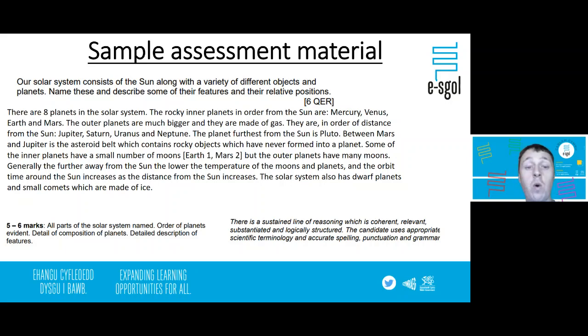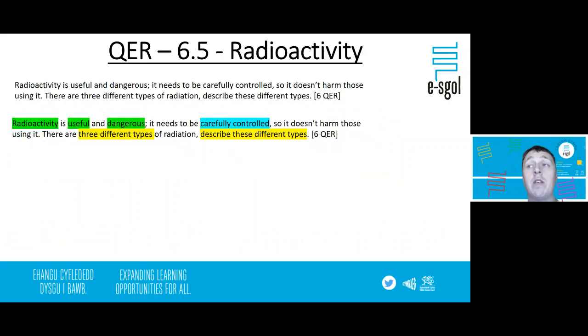The 6.4 question hopefully would be a nice one to come up because it enables you to fully demonstrate your understanding of the solar system, or it could even be about the life cycle of stars. After 6.4, we get 6.5, radioactivity. A question from radioactivity ideally would be of this type, which is that radioactivity is useful and dangerous. It needs to be carefully controlled so it doesn't harm those using it.